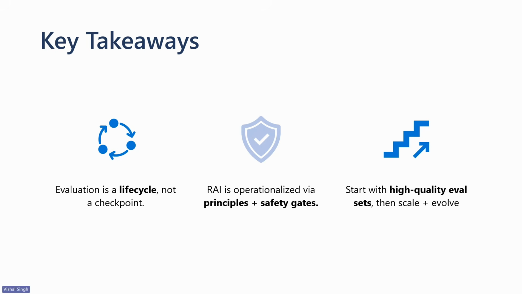Start with a high quality eval set and then scale and evolve. Creating something massive with low quality would not be the right approach. The ideal approach would be to start small, have high quality eval questions, keep all the good cases, bad cases, edge cases into consideration, and based on that, you try and scale them to cover the wider outcome.